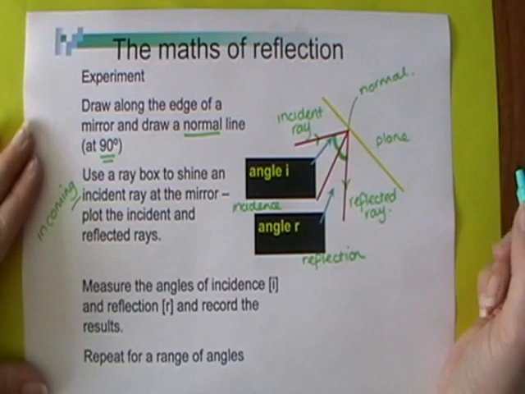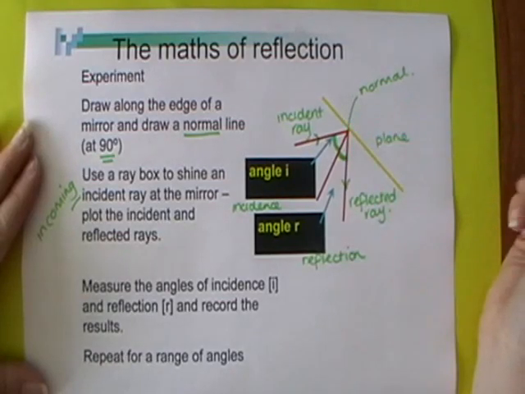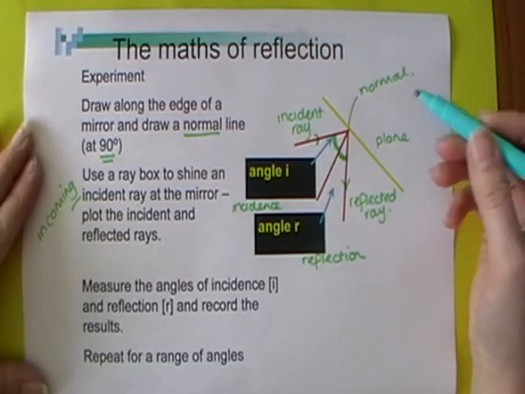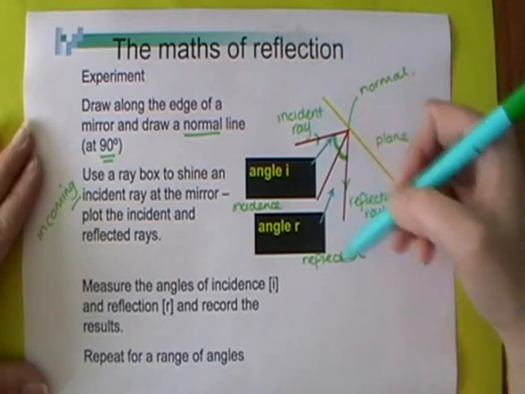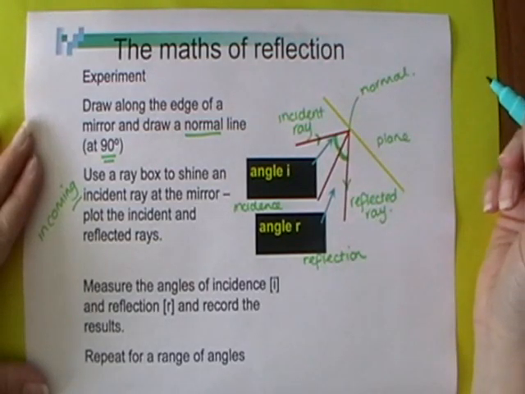So what we do is we do this experiment, we measure the angles of incidence and reflection and record the results. Then we move the ray box round to alter the angle of incidence. You can either make it larger or smaller by making it wider, i.e. closer to the mirror, or further away from the mirror in an arc shape. So we repeat this for various angles of incidence and reflection.